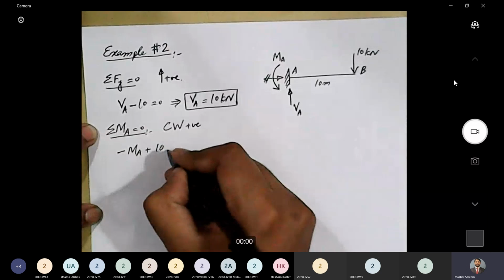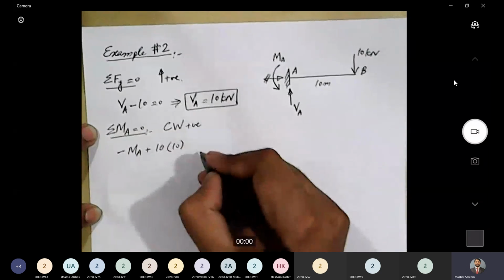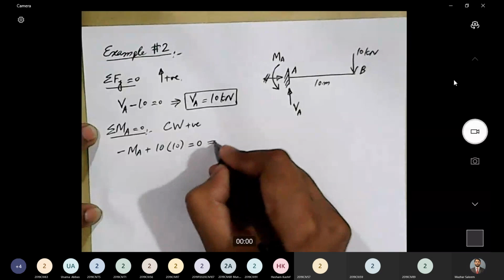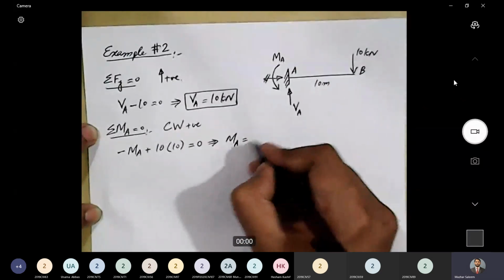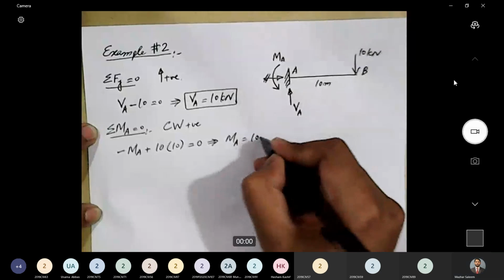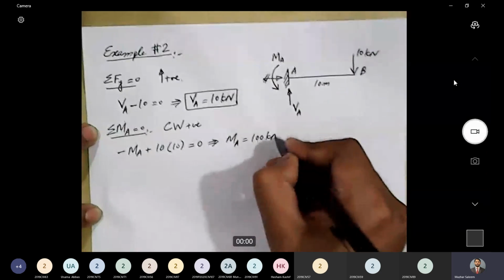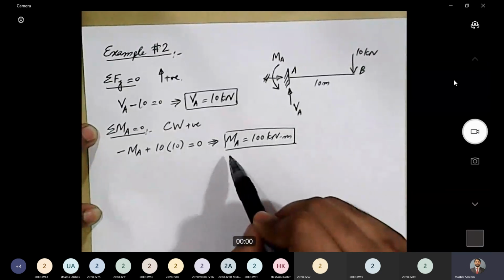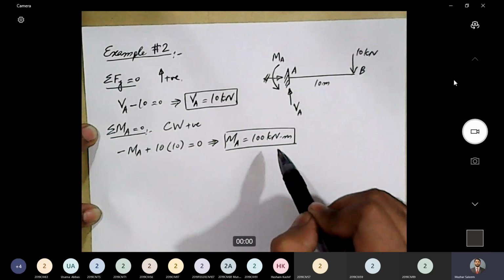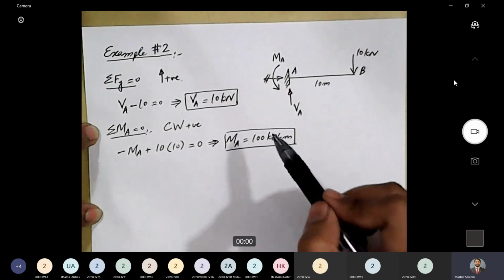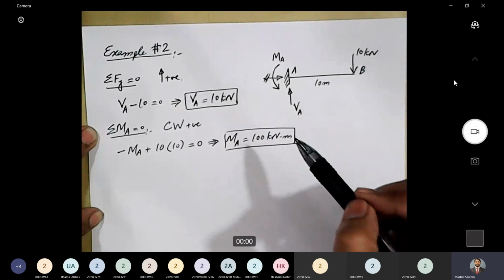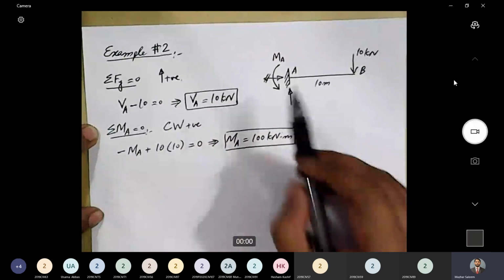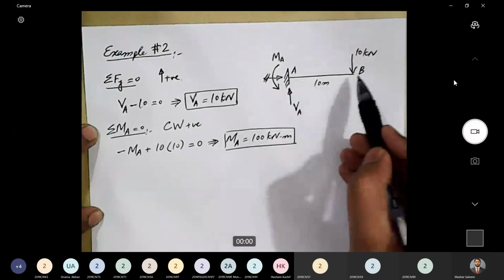10 kilonewton is the magnitude of the force, and the lever arm is also equal to 10, and that is equal to 0. So if I rearrange this, I get MA is equal to 100 kilonewton meter. So this is the value of the second reaction at point A. VA is 10 kilonewton and MA is 100 kilonewton meter. And both the reactions are positive, which means that the assumed directions for both of them are correct. So this was the first step, reaction calculation. Next step is to divide the beam into portions.